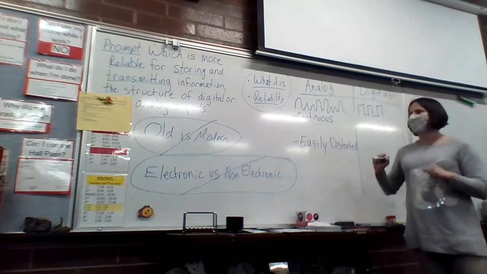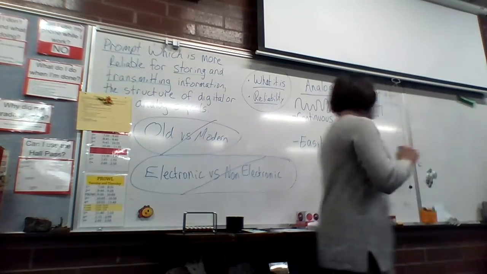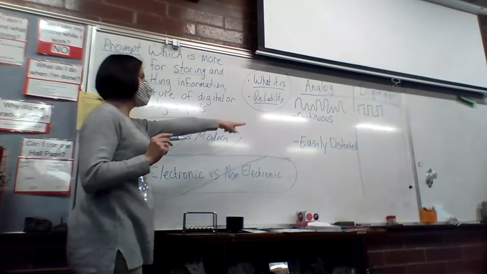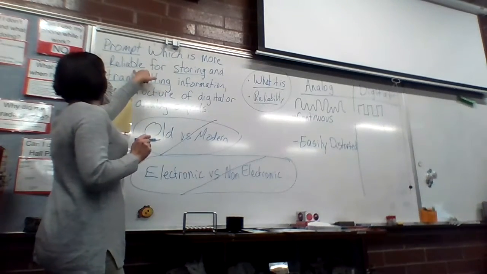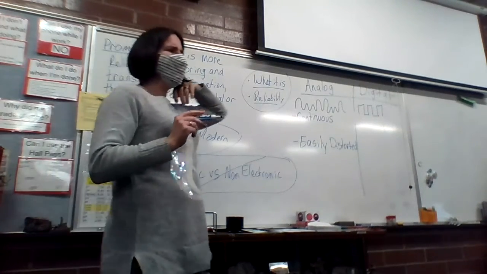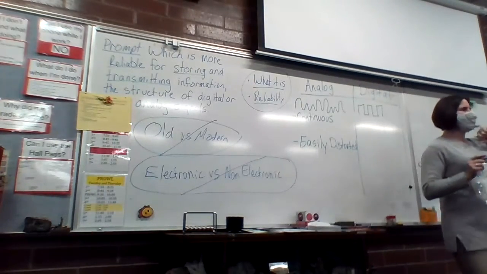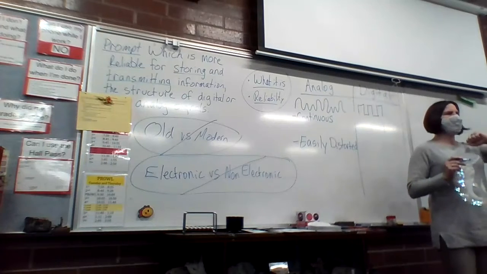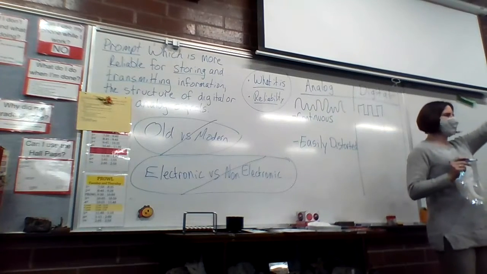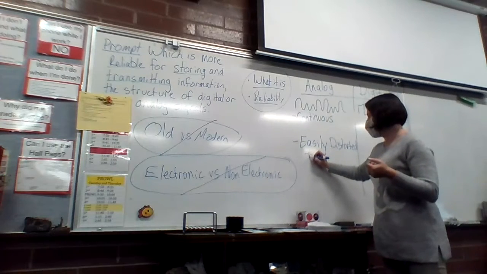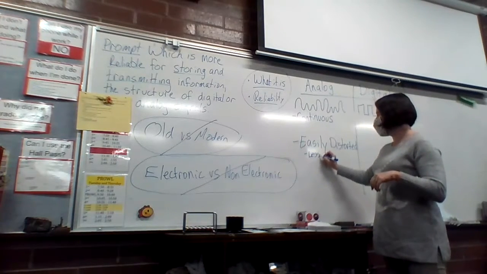So if a signal can easily be changed, I want to tie it to the prompt for our test. If it can be easily distorted, if we're thinking about reliability, would that make it more reliable or less reliable? I want to see everybody's thumbs. Something can be easily distorted. Would it be more reliable or less reliable? Okay, that's definitely less reliable.